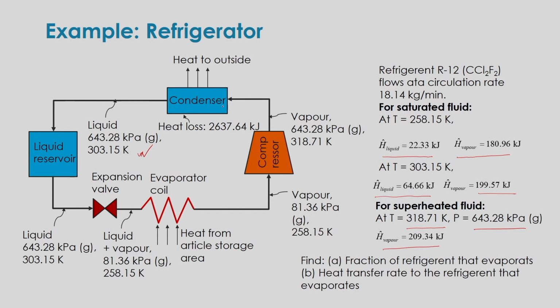So, in this condenser some heat will be lost to the atmosphere, and based on that you have to calculate the fraction of refrigerant that evaporates there, and the heat transfer rate to the refrigerant that evaporates there. So, in this case, what should be the heat transfer rate in this evaporator coil, and also you have to calculate the fraction of the refrigerant that evaporates.